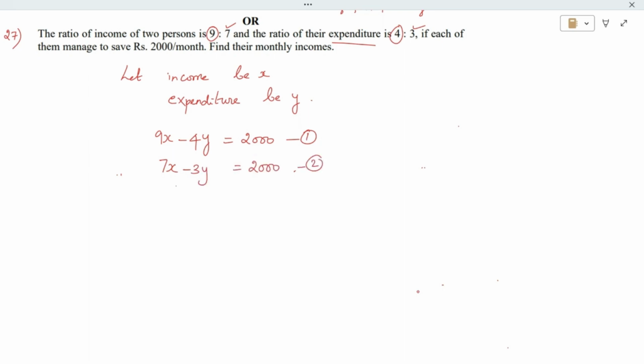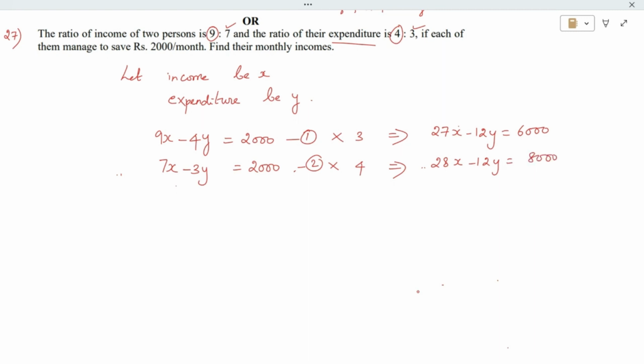Now I am going to solve these equations to find out the income, that is x, or the expenditure y, by either the substitution method or elimination method. So I am going for the elimination method. I am multiplying equation 1 by 3 throughout. So this will result in 27x minus 12y is equal to 6000. I'm just multiplying each term with 3. Similarly, the second equation has to be multiplied with 4. So this will result in 28x minus 12y is equal to 8000.